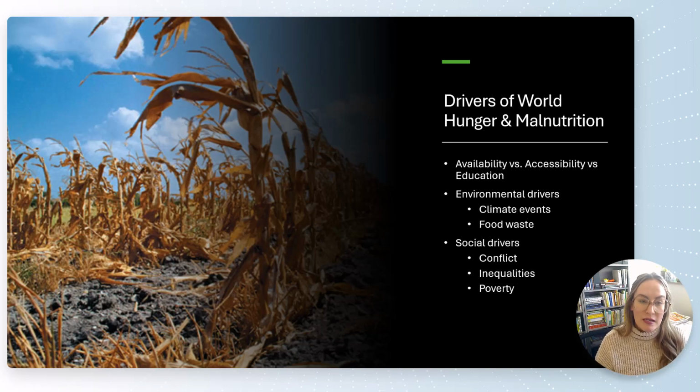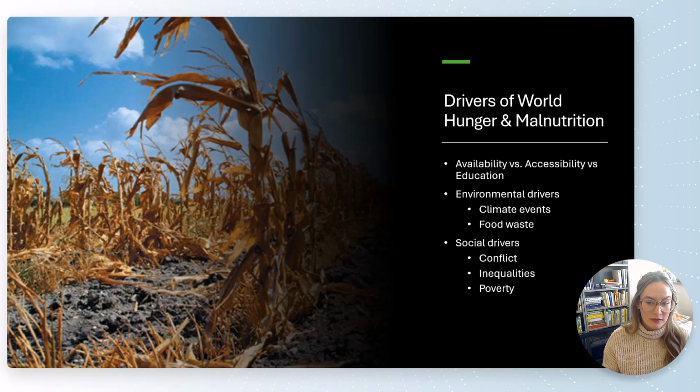There have been 5 major drivers of world hunger identified by the United Nations World Food Program. Those 5 can be divided up into more environmental drivers and then social drivers. The environmental drivers are things like climate events and how those impact not only communities, but also agriculture. So when you think about any type of major climate event, like a tsunami or a hurricane, here in the Midwest, we have tornadoes.